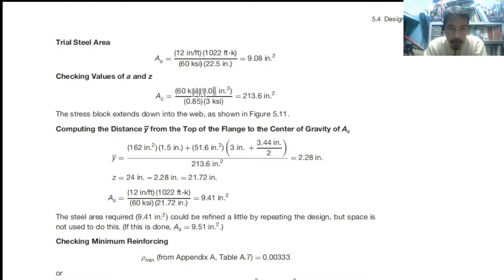So for the concrete area, using this computation, compressive force is equal to tensile force. So we can find out the area of concrete, the compressive part of concrete, and find out if this is within the flange. The stress block extends down to the web, because it is more than the flange area.